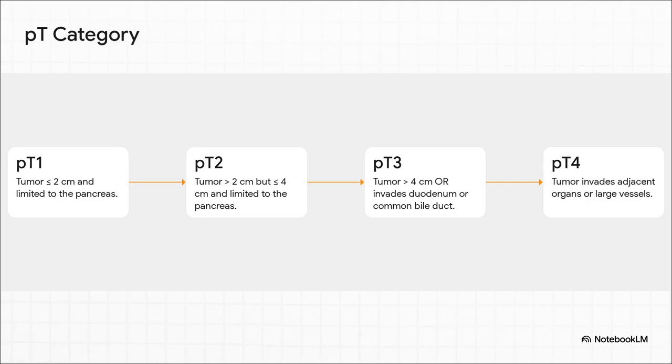It's really a story of size and invasion. pT1 and pT2 are defined purely by size, as long as the tumor is still confined to the pancreas. But things change at pT3. That's when the tumor is either bigger than 4 centimeters or it's broken out of the pancreas to invade the duodenum or the bile duct. And pT4, that's the big one, reserved for when it's invading major organs or huge vessels.